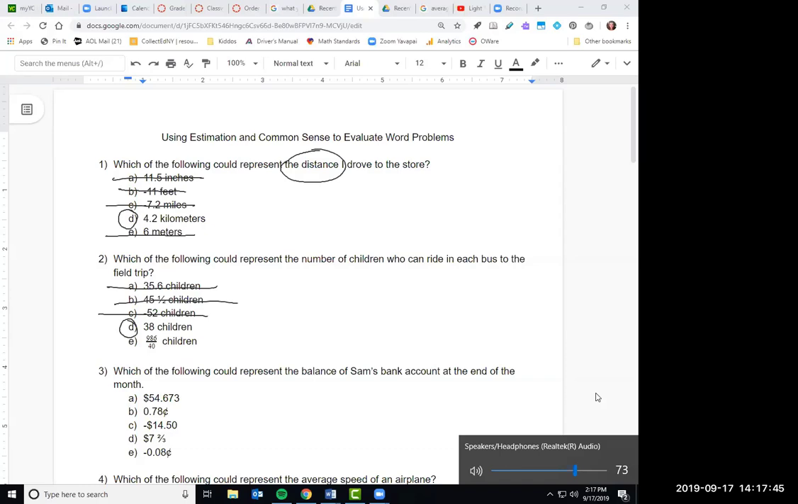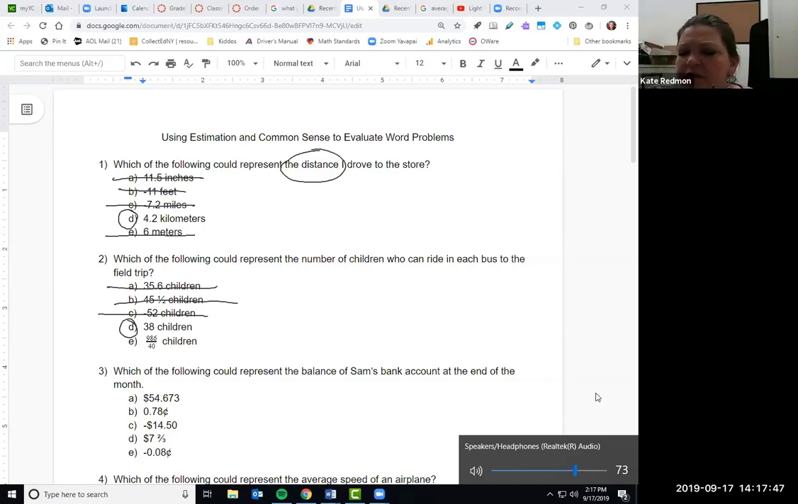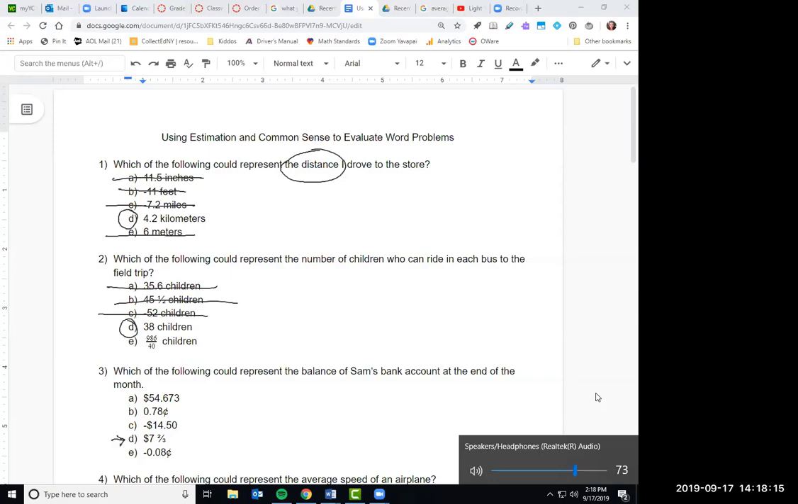Okay, then let's look at number 3. Which of the following could represent the balance of Sam's bank account at the end of the month? Again, I'd like to rule some out. I'd like to know why some of them are dumb answers before we get into what's the correct answer. D is wrong. What don't you like about D? Because it's $7 and 2 of the third part. I don't even know how to say it.